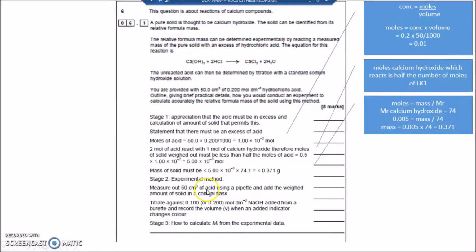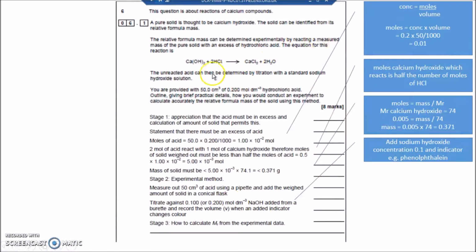So we're going to measure it out, 50 cm³ using a pipette, and add the weighed amount of solid to the conical flask. So you get 50 cm³ of the acid that you've got here. It says you're provided with 50 cm³. Let's use a pipette. Let's do it accurately. 50 cm³ using a pipette, and you add the calcium hydroxide. Okay, and then the leftover acid you're going to titrate against sodium hydroxide.